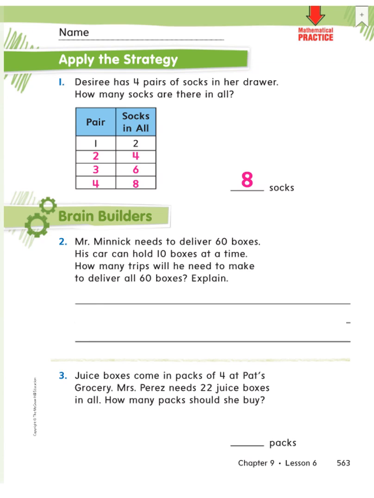Now let's look at number 2, and this is a brain builder alert, so be careful. Mr. Minnick needs to deliver 60 boxes. Hopefully you've got that underlined. His car can hold 10 boxes at a time. How many trips will he need to make to deliver all 60 boxes? Explain.